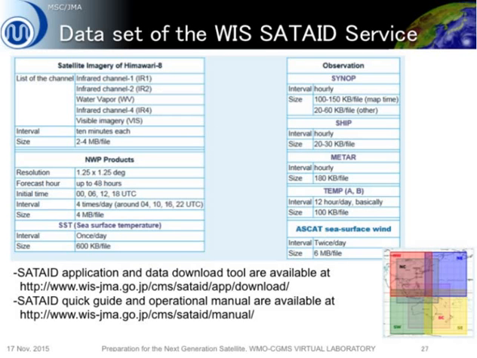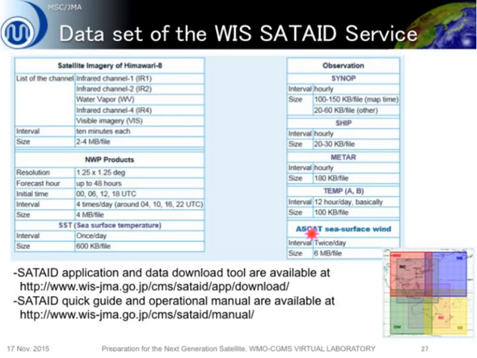And this table shows specifications of the dataset offered by the WIS SAT8 service. As I mentioned earlier, Himawari 8 data are available through these services. It offers 4 bands, 1 visible and 3 infrared bands, with other meteorological data: NWP of the JMA global model, and SST, SYNOP, SHIP, METAR, TEMP, and ASCAT ocean surface wind data.